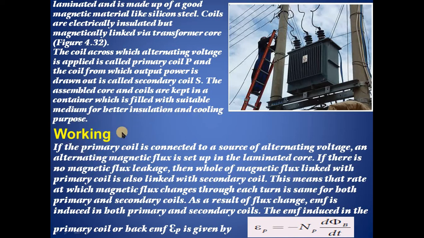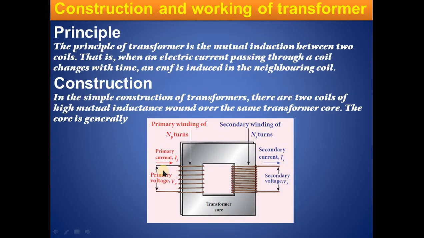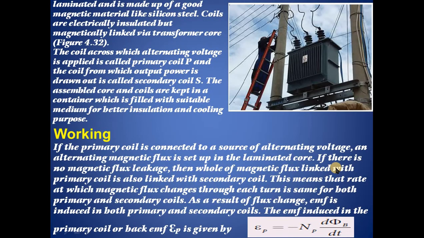The next important thing is the working of the transformer. If the primary coil is connected to a source of alternating voltage, an alternating magnetic flux is set up in the laminated core. If there is no magnetic flux leakage, then the whole of the magnetic flux linked with the primary coil is also linked with the secondary coil. This means that the rate at which the magnetic flux changes through each turn is the same for both primary and secondary coil.